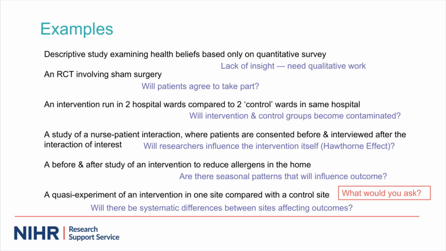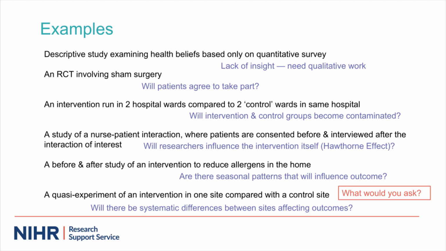An intervention running on 2 hospital wards compared to 2 control wards in the same hospital. And I mentioned this earlier. Will intervention and control groups become contaminated? I.e., is a cluster trial perhaps more appropriate? A study of a nurse-patient interaction where patients are consented before and interviewed after the interaction of interest. One can imagine that the researchers may influence the intervention itself, so the Hawthorne effect. If you've got a really nice research nurse, you may not in your mind disentangle them from the person delivering the intervention.